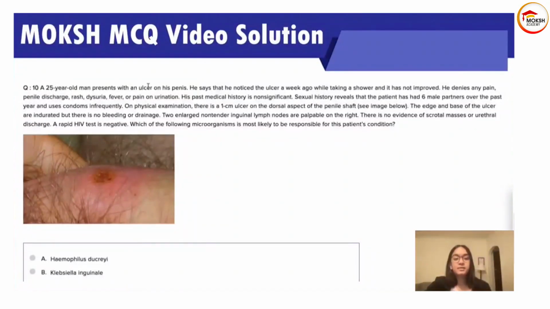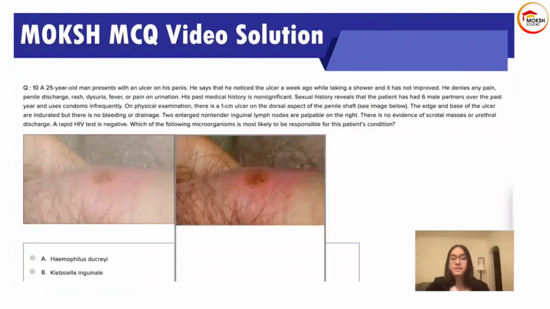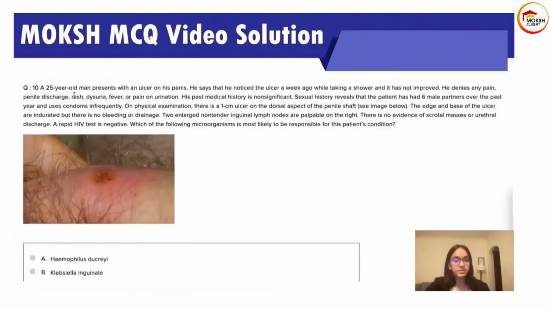A 25-year-old man presents with an ulcer on his penis. He says that he noticed the ulcer a week ago while taking a shower and it has not improved. He denies any pain, penile discharge, rash, dysuria, fever, or pain on urination. His past medical history is not significant. Sexual history reveals that he had 6 male partners over the past year and he uses condoms infrequently.